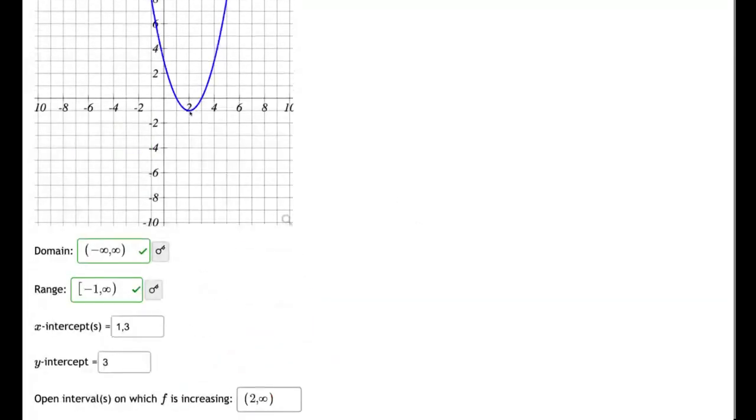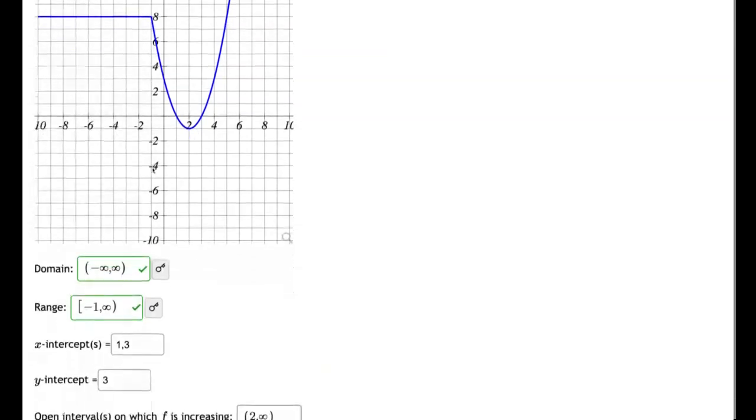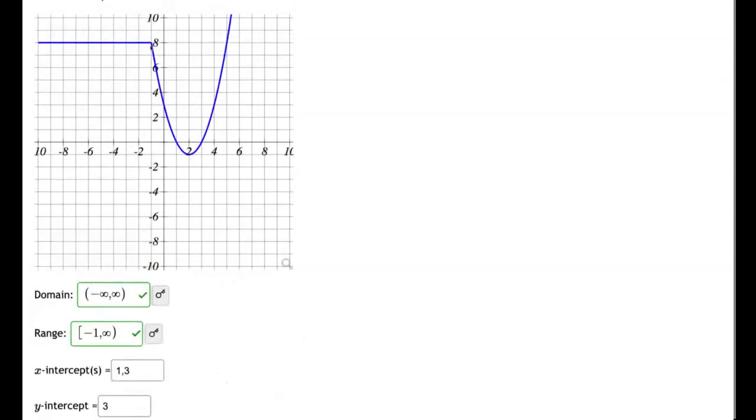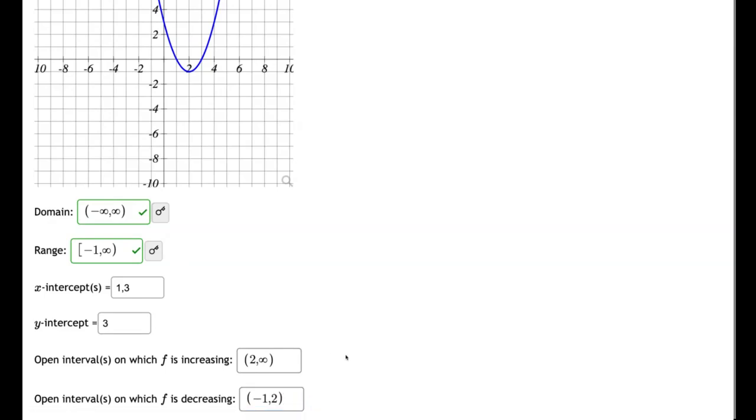Next one's decreasing. This one's staying constant, but this piece is decreasing. So starting right here, it dips down. This x value is -1. So starting at -1, it goes down, going down, going down, and then boom, at 2 it goes up. So it stops decreasing at 2. So from -1 to 2.